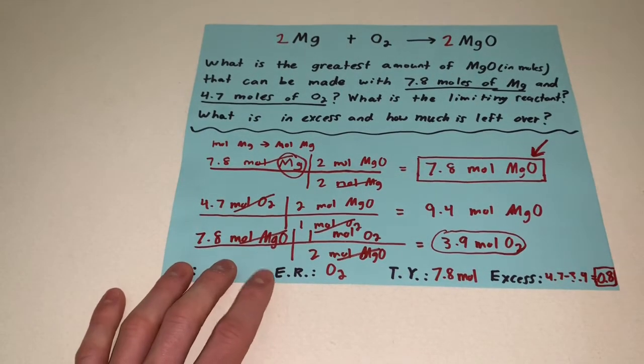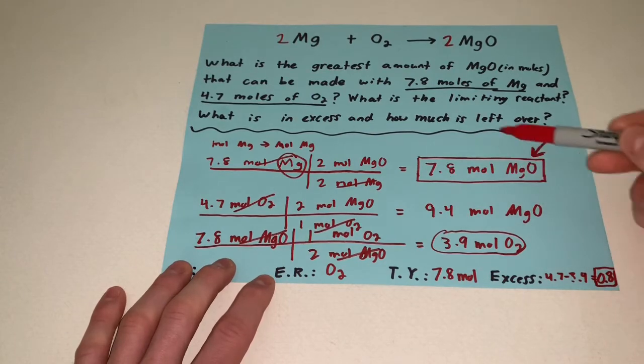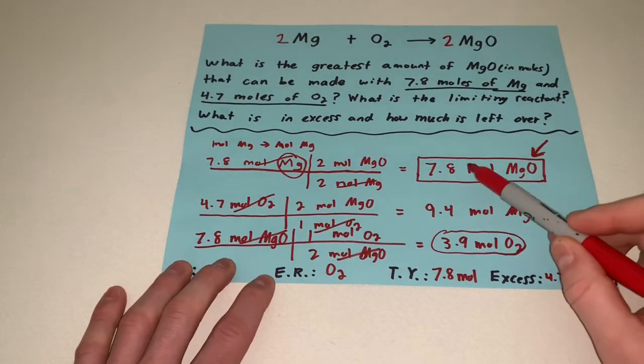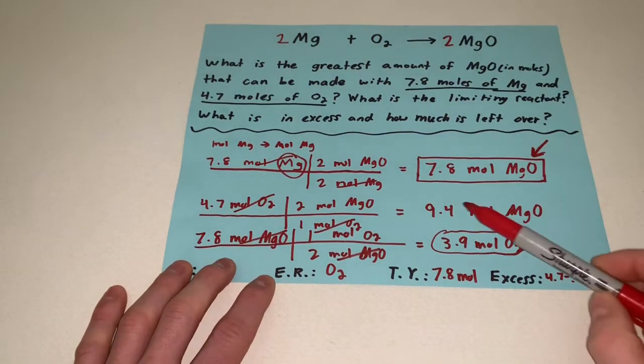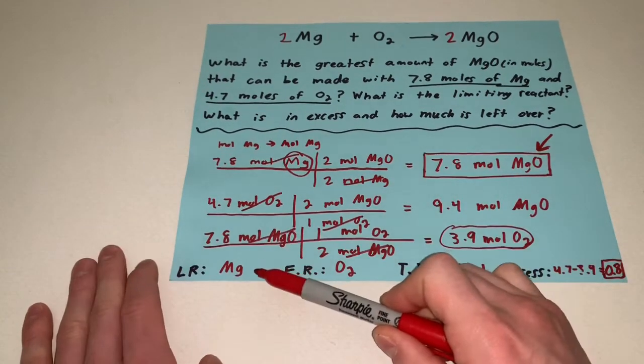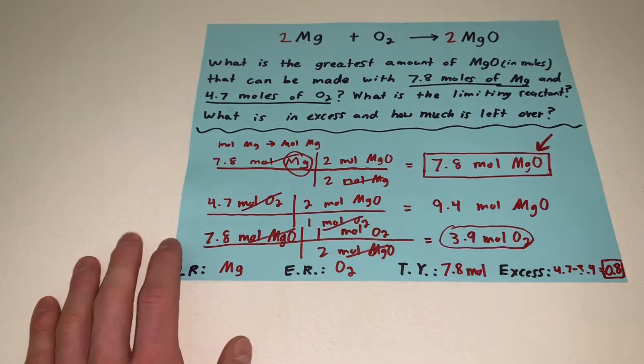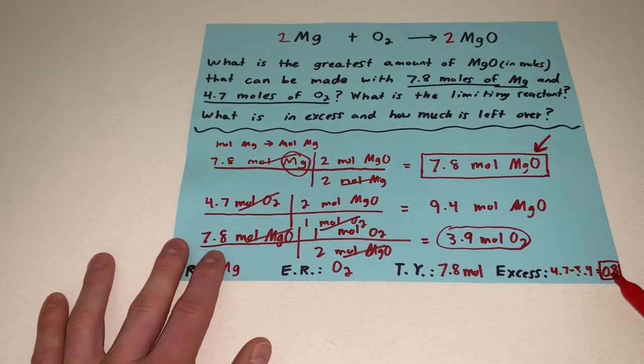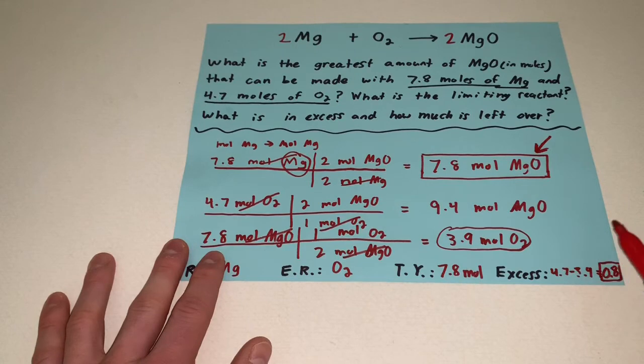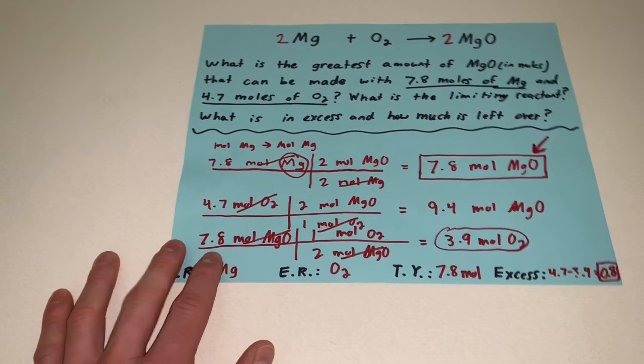So from all this information, my theoretical yield, or how much I can actually produce from the reactants given, is 7.8 moles. My limiting reactant is magnesium. My excess reactant is oxygen. My theoretical yield is 7.8 moles, and I have 0.8 moles of oxygen in excess. So there's your first example right there.